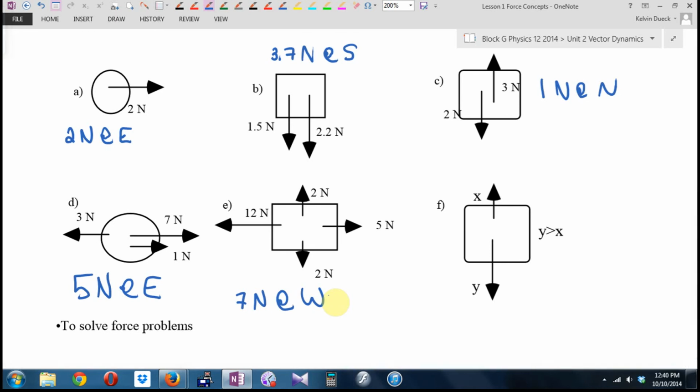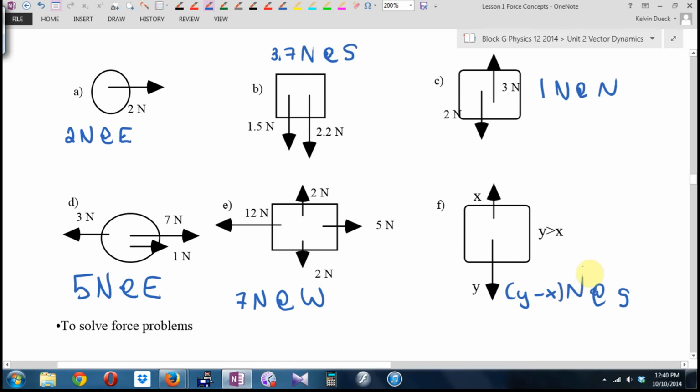What about for diagram F, if y is bigger than f? What's the direction of the net force? South? What's the magnitude? How would I calculate it? This is going to bring us to our winner minus loser method of treating forces as though they're having a tug of war. Whichever direction has the biggest force, the net force, we'll say that's positive, that's winning. Everything else will be negative, losing.